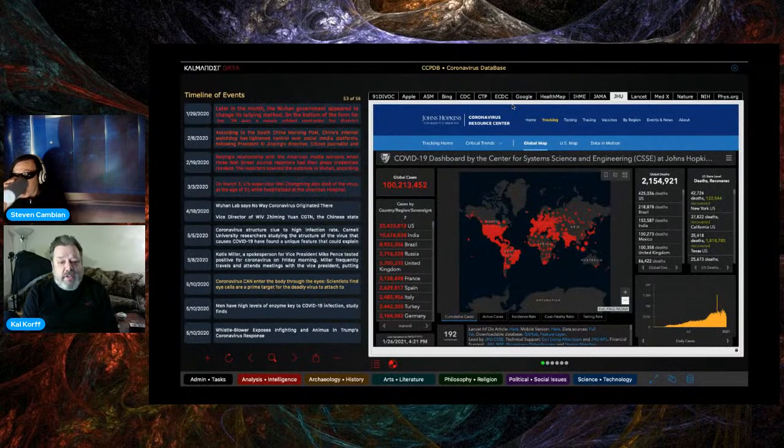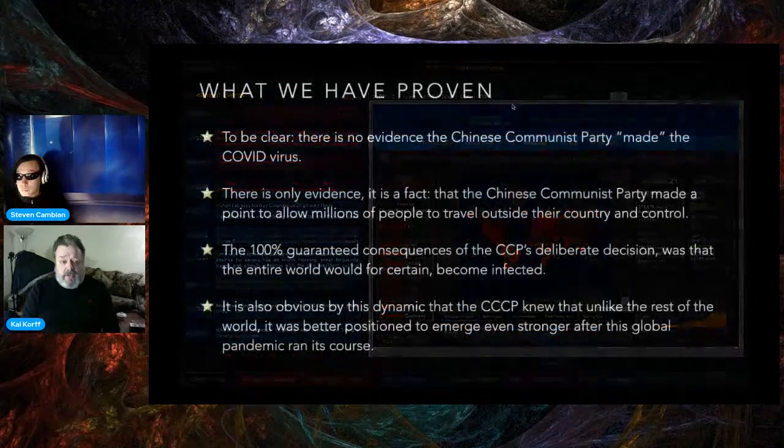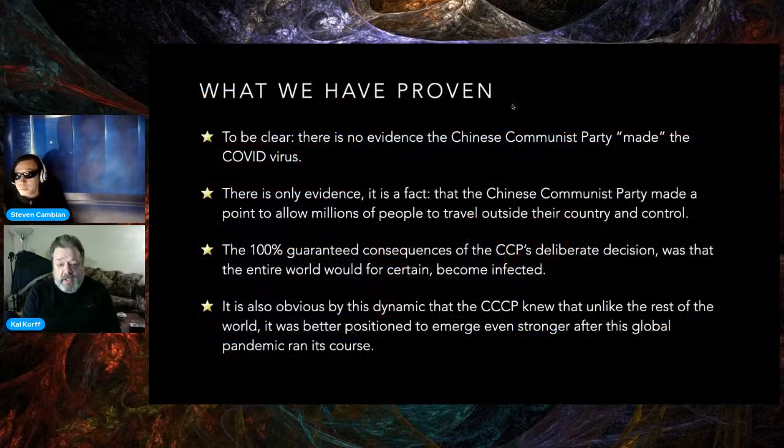It's actually a module that's part of the Chinese Communist Party database, because I do have databases on the Communist Chinese Party. And as an analyst, I do write papers and things, giving my views about things, and I pass them up the chain. I also report on it. Okay, so again, to be clear, no evidence they made the virus, but they did infect the world deliberately. This isn't right-wing stuff. This is cause and effect. Anytime you send people out in the world who are sick, they're going to get other people sick. Doesn't matter who they are.